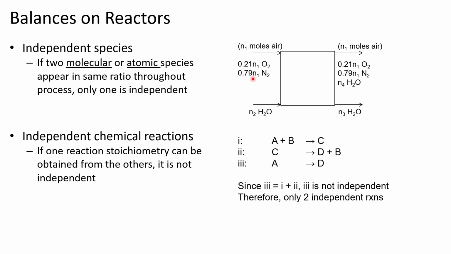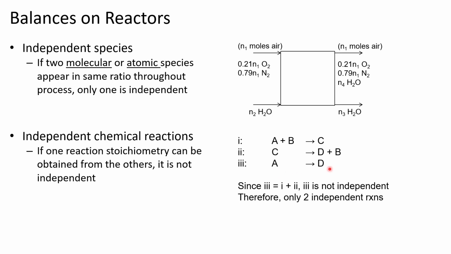To count the number of independent chemical reactions, we must ask ourselves, can any of the chemical reactions that are present in the process be obtained from the others by adding or subtracting them? So in this example here, we have three chemical reactions that can occur. The first one is A plus B yields C. The second is C yields D plus B. And the third is A yields D.